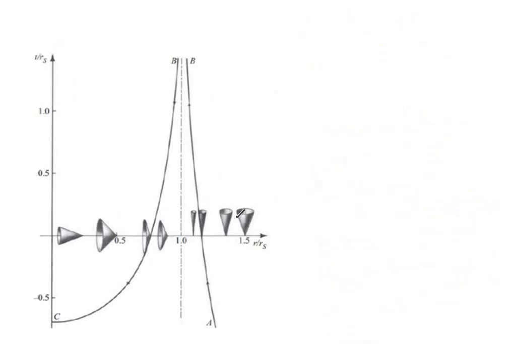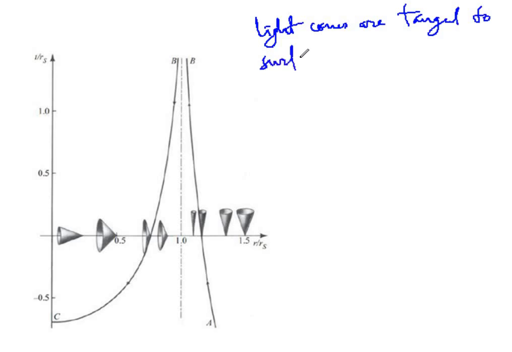Now note that the light cones are tangent to the surface r equal to rs, which is this one, the dashed lines. This means that viewed in space-time, the horizon is a null surface. Now this is a general property of event horizons.